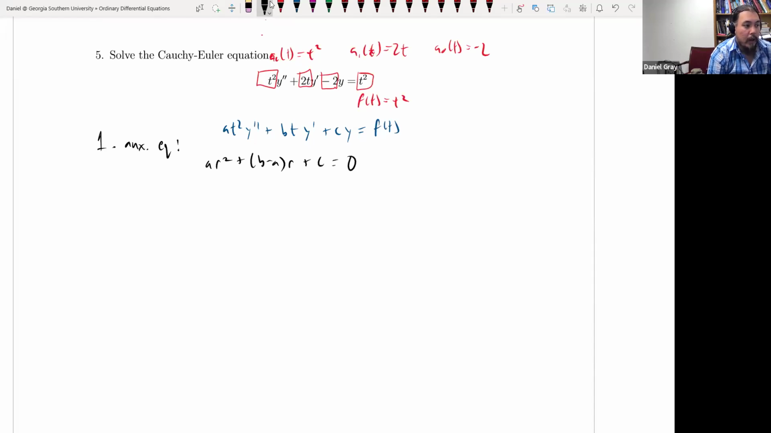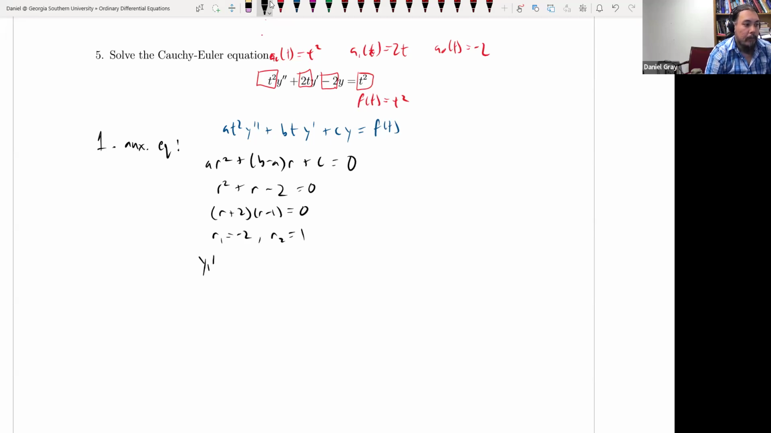And so we're going to go ahead and plug in our a, b, and c here. So here our a would just be 1 because it's 1 times t squared. So this is r squared. b minus a, that would be a 2 minus a 1, which is just a 1 times r. And then plus c, so that's going to be a minus 2 equals 0. Okay, so that's our auxiliary equation, and this thing factors quite nicely here. So we're going to get r1 is negative 2, r2 is equal to 1.